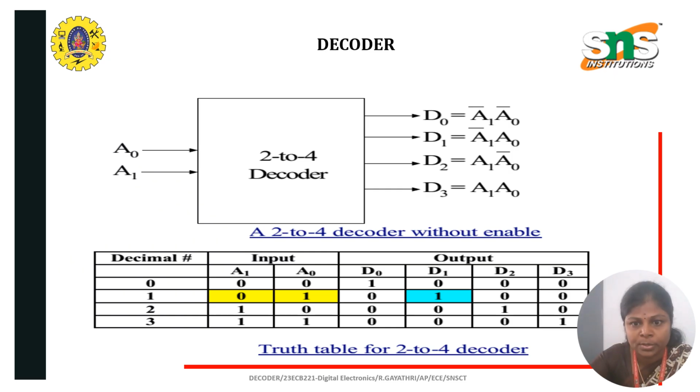Then the Boolean expression for D0 can be written as D0 equals A1 bar and A0 bar. For D1, 0 is represented with a bar and 1 without a bar, so D1 equals A1 bar and A0. D2 is A1 and A0 bar, and D3, which is 1 1, is A1 and A0.